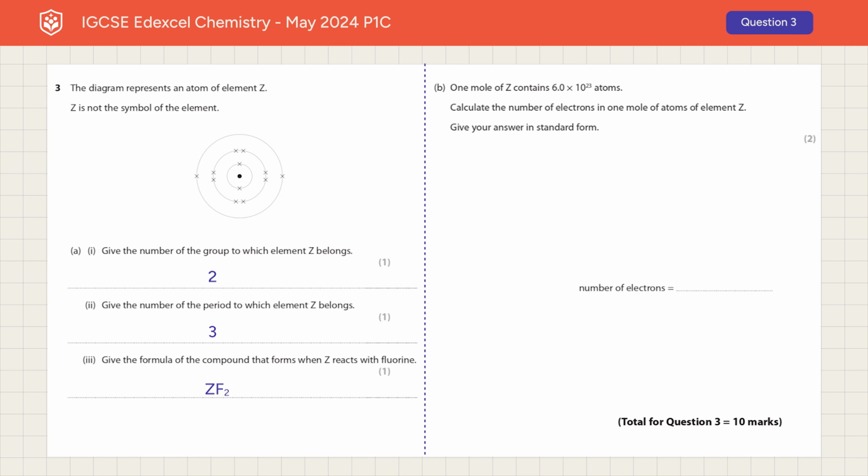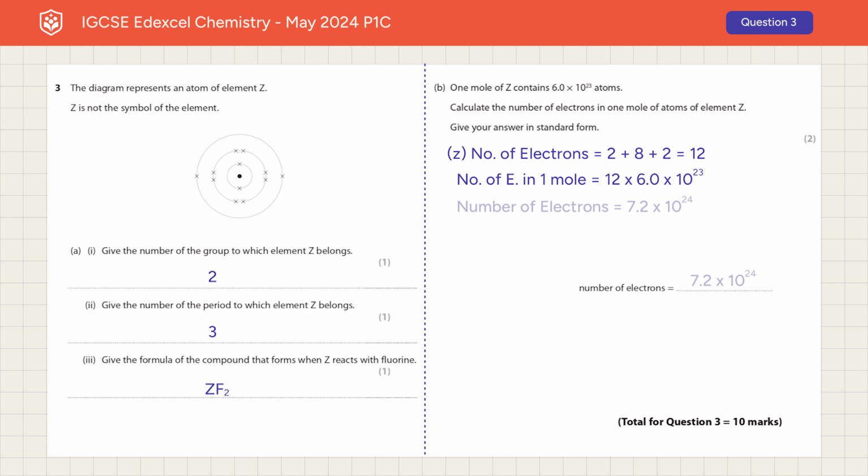Now part B. You need to remember 1 mole of any substance contains the Avogadro constant of particles, which is 6.0 times 10 to the power of 23 atoms, a good value to remember for the future. Because we have 12 electrons in this element, we need to times our Avogadro's constant by 12. Therefore, 1 mark is given for writing 12 times 6.0 times 10 to the power of 23, and the second mark for writing correctly in standard form, 7.2 times 10 to the power of 24.